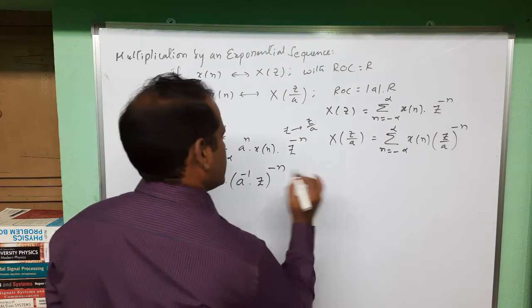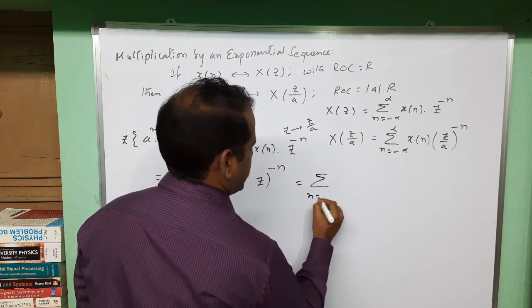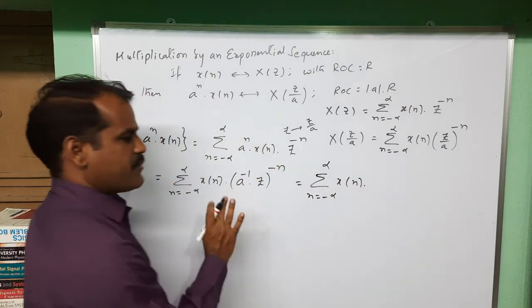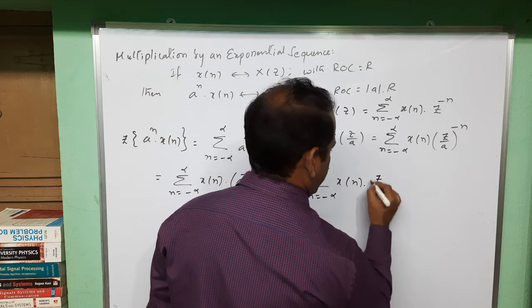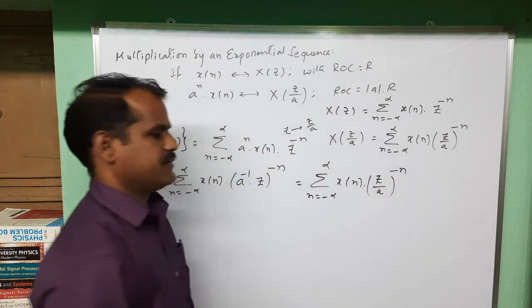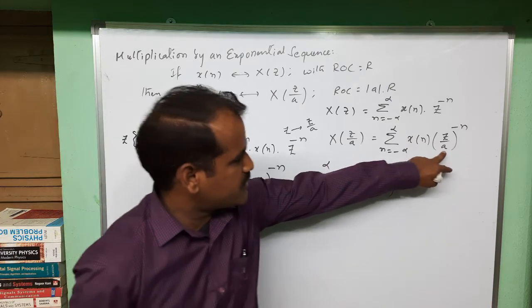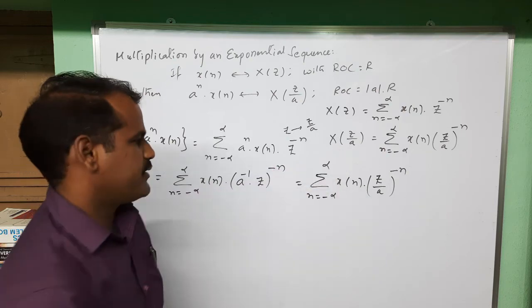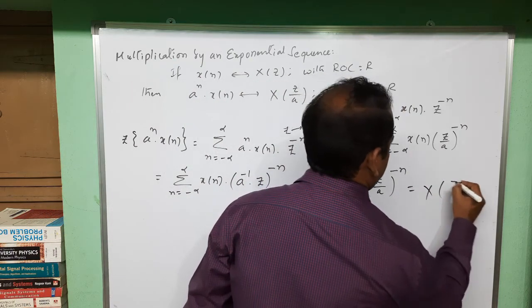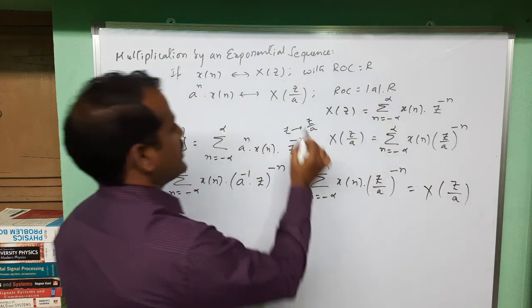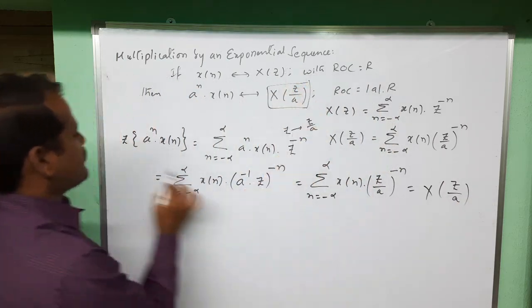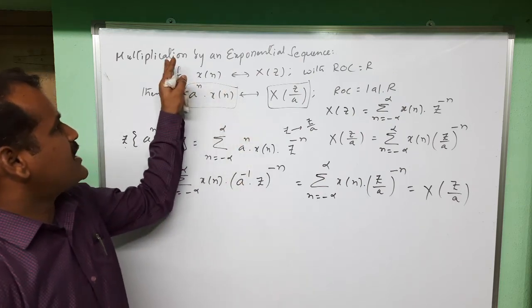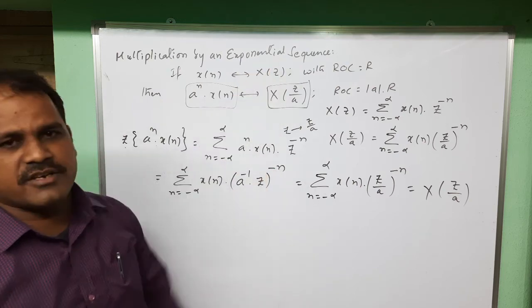Then further, the sum over n from minus infinity to plus infinity of x of n. A inverse means 1 by a, so I am getting z by a whole to the power of minus n. So what is this expression? This expression is nothing but x of z by a. That is the answer we need, x of z by a, after taking the Z transform of the left hand side expression. This is the property of multiplication of a time domain signal with an exponential sequence in Z transform.